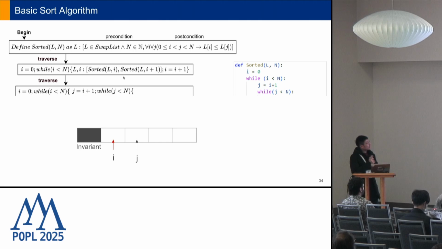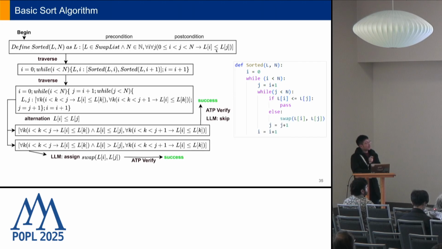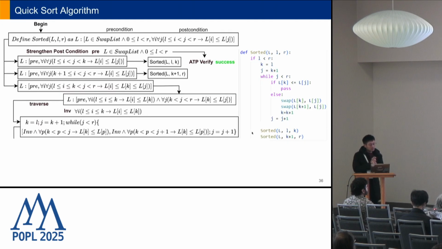So we can directly use the traverse law to refine these specifications. And after using the traverse law two times, we can just remain with Li less than Lj. Then we can use the alternation law. If Li is less than Lj, which means we don't need to change the order, it's just the precondition implies the postcondition. We can just skip. If not, we just swap the elements, and then we get the basic sort algorithm, the bubble sort. So similar for the quick sort.